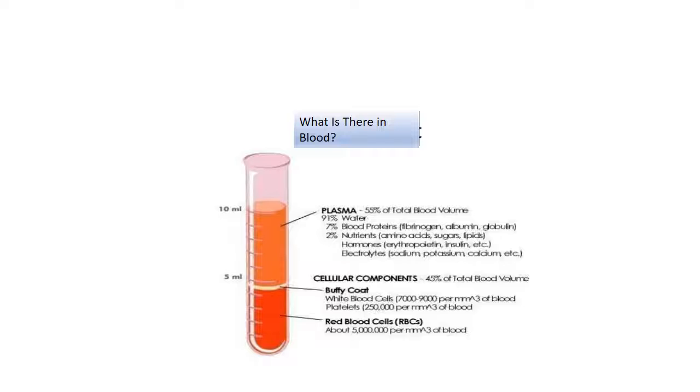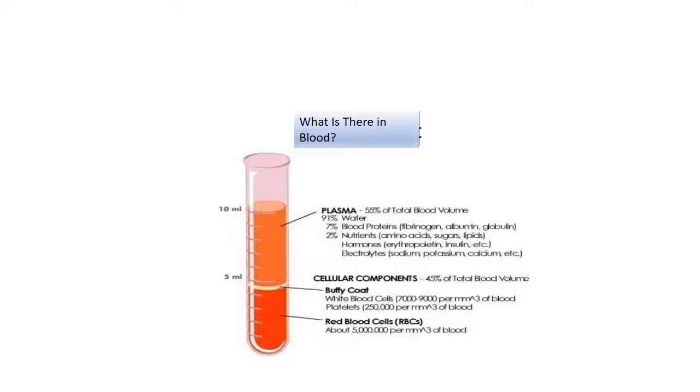We will talk about hormones in more detail in 2 lectures from now. Then it contains electrolytes, sodium, potassium, calcium, etc. So a variety of ions which are important for functioning of the organism.